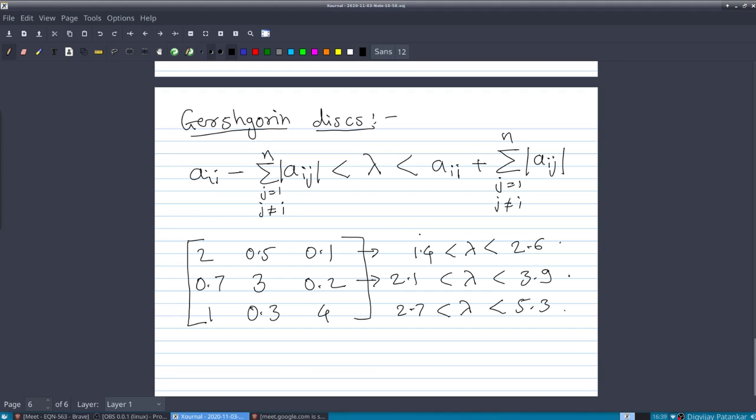Sir, will the diagonal element be taken with sign, or do we have to take the absolute value for the diagonal element? It is as it is. I have not mentioned anything over here. It is as it is.